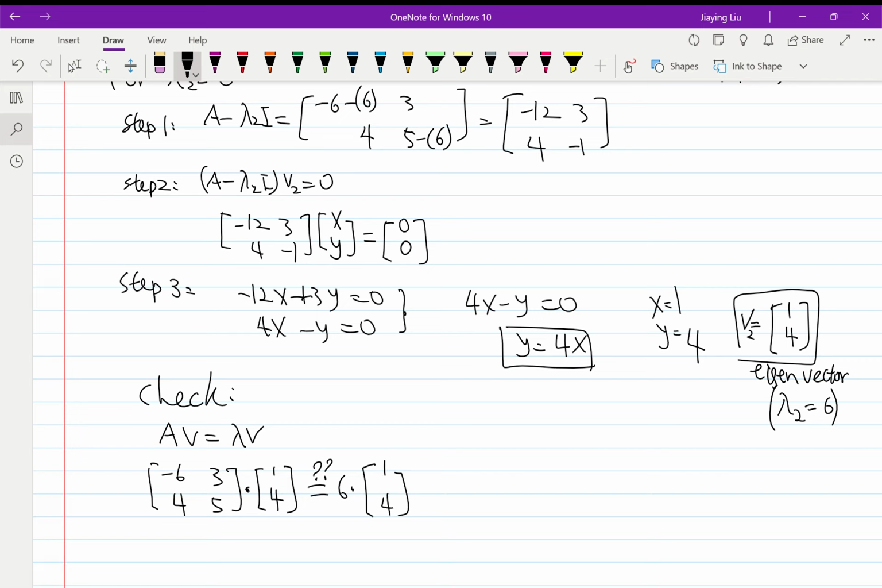If both sides give us the same vectors at the end, then we're good. If not, then we have a problem. So that's how we check. I don't like to check, but you should. Any questions?